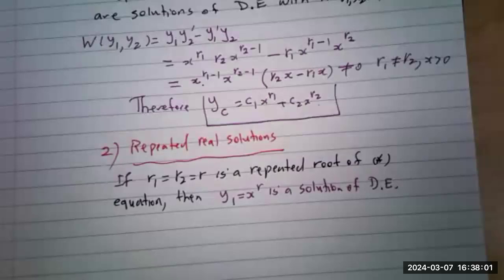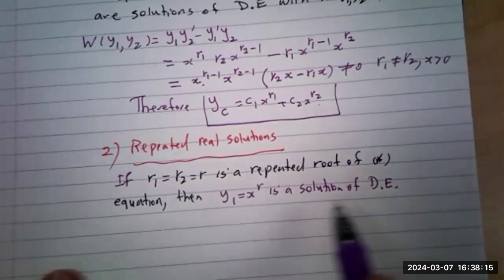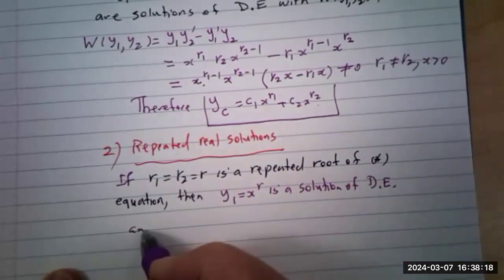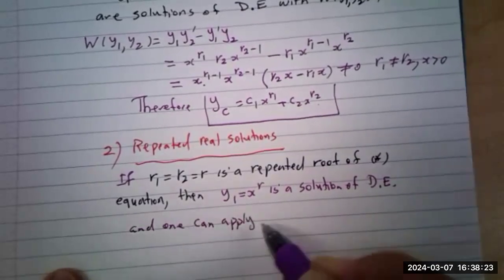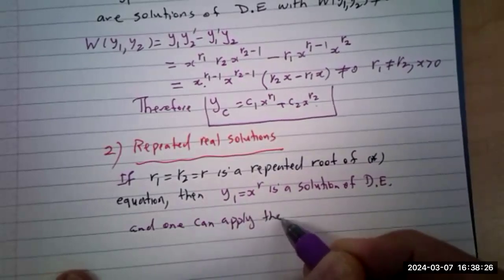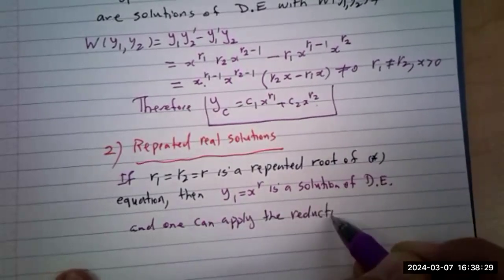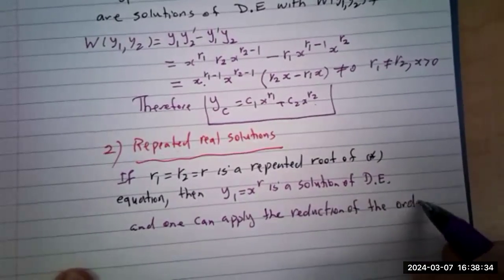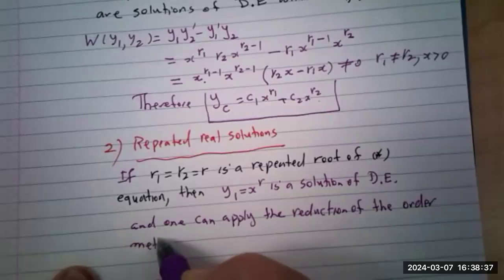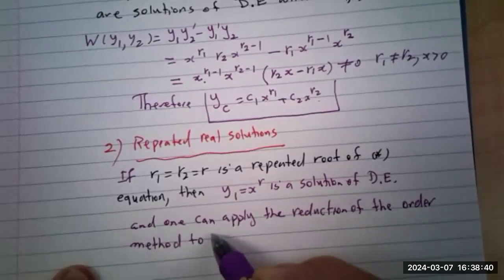Remember that the second solution is going to be v times y1, and then you go to the reduction of order formula and find the second solution. So it's a solution to a differential equation, and one can apply the reduction of order method to find the second solution.